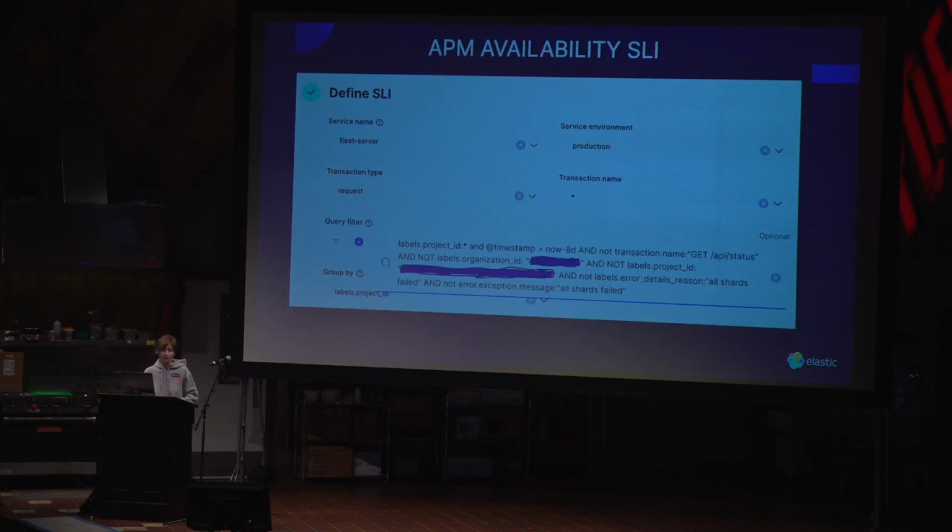Right, the APM availability SLI is quite similar. It focuses on the same APM data and works with APM transaction latency. So for example, you can measure something like 99% of transactions being successful.